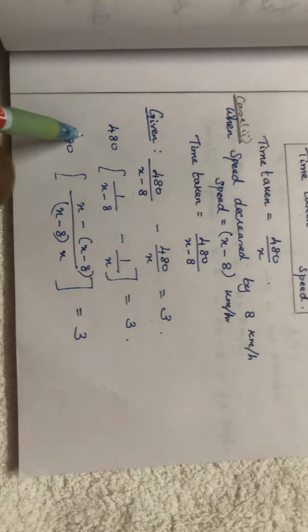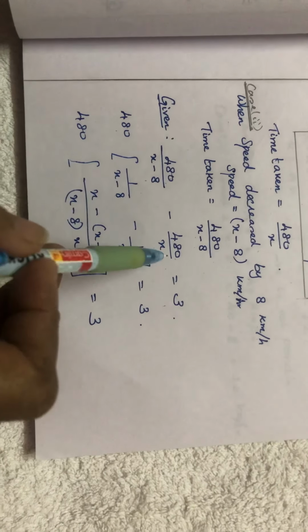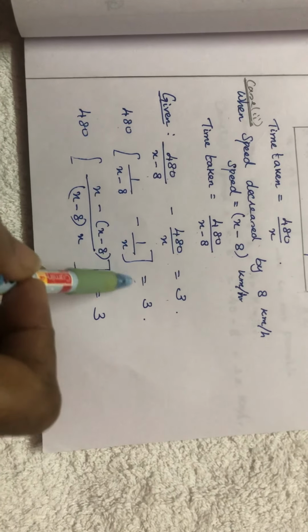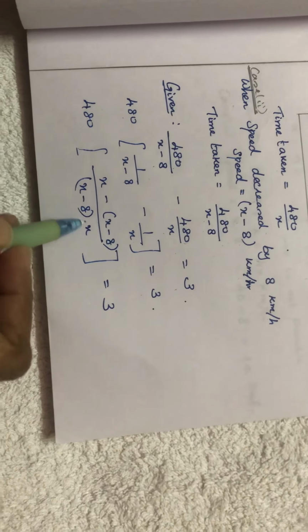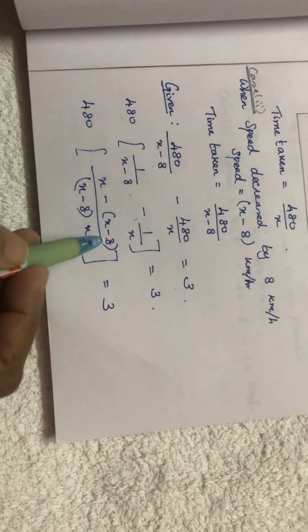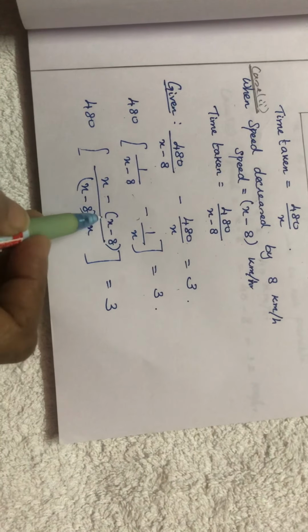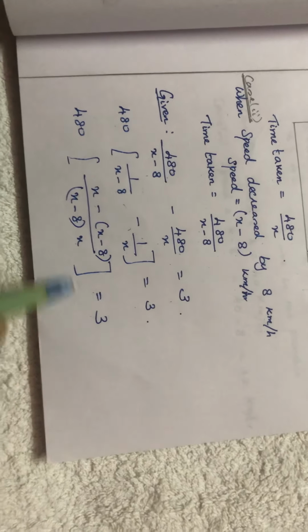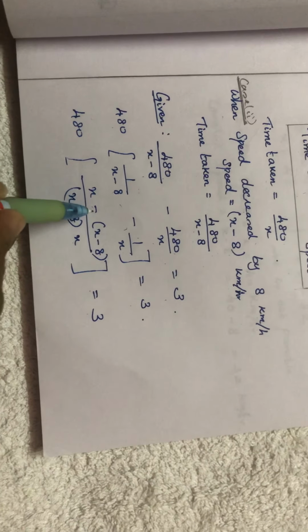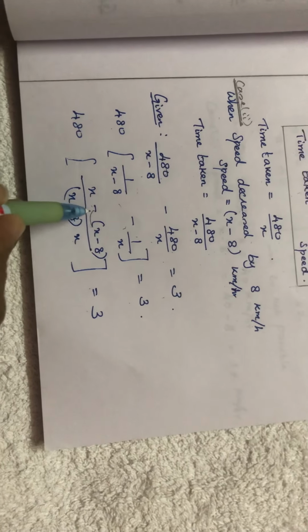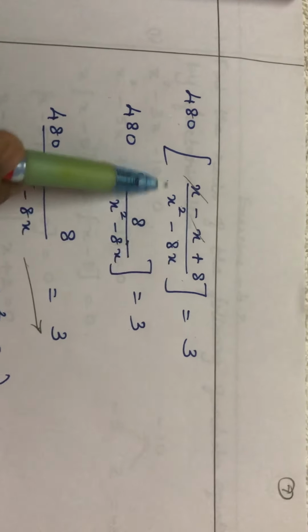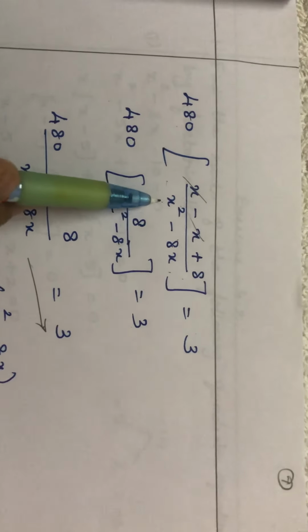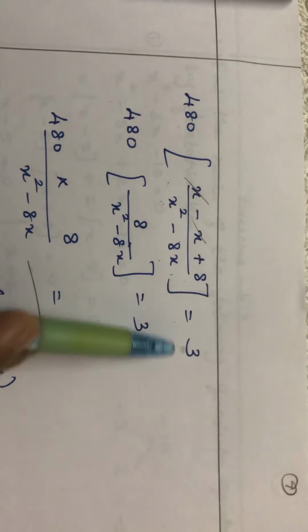480 I can take common outside. So 1 by x minus 8 minus 1 by x is equal to 3. Now take LCM for this part. We will get x minus 8 into x. Just cross multiply and write x minus, inside the bracket x minus 8. Next step, when I am taking this negative I will get minus x, minus and minus I will get a plus 8. So 480 into x minus x plus 8, divided by the denominator, when you are multiplying you will get x square minus 8x is equal to 3.